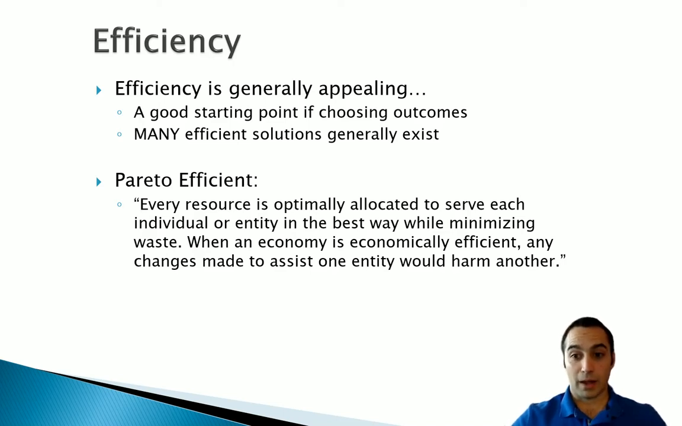With this in mind, I will give the most succinct definition I know of for Pareto optimal, for Pareto efficient, and it is as thus. If an allocation is Pareto efficient, every resource is optimally allocated to serve each individual or entity in the best way while minimizing waste. That is, any changes made to assist one entity would harm another. That is, again, if your allocation is Pareto efficient, it is not possible to find some other allocation that makes at least one person better off without harming somebody else.